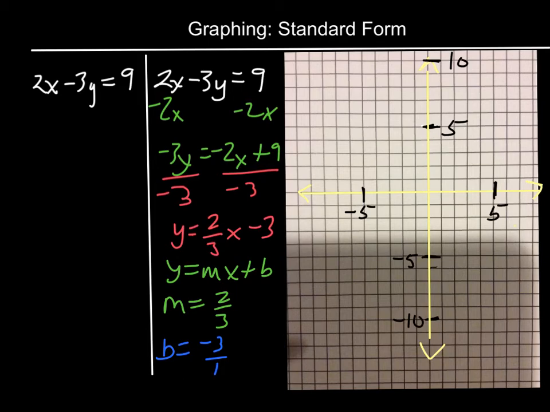And I'm going to go back here and say this is a rise over a run to the right. Okay, so now I'm ready to graph. So I'm going to graph my y-intercept, which is at negative 3, which is right there. And then from that point, I'm going to rise 2, which is 1, 2, and then run 3 to the right, which is 1, 2, 3. So I'm going to put a point right there.